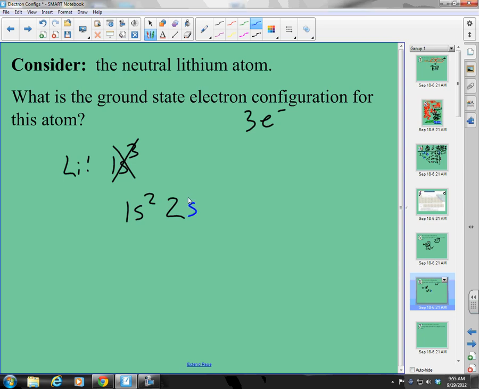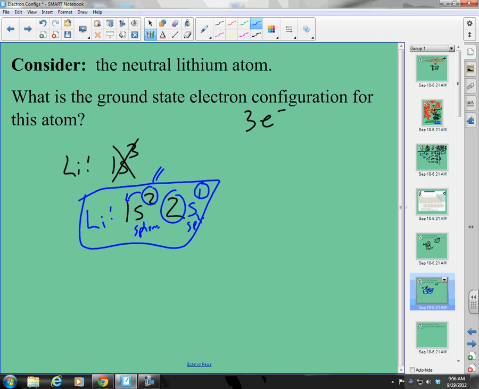How many electrons? So I have 2 here already. I need to have a 3 total, so 1. So this is my lithium electron configuration. 1s2, 2s1, meaning I have 2 electrons in my first energy level in a sphere-shaped orbital, and then I go to my second energy level, and I have 1 electron in a sphere at that energy level. Okay, good.